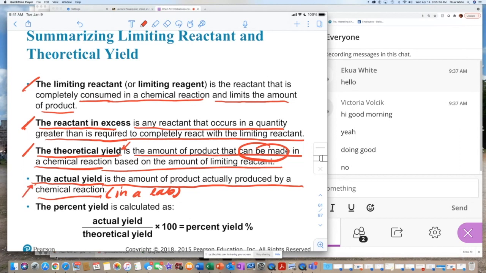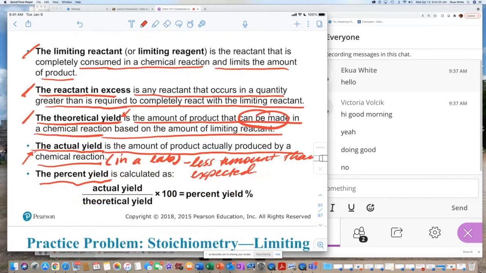But the actual yield is when reality sits in. You go to the lab and then you realize your supplies are a little bit dirty. You don't have enough of them. There's some impurities. Your glassware is messed up. You're having an off day. Life happens in the actual, and then you end up having less than expected. Okay?